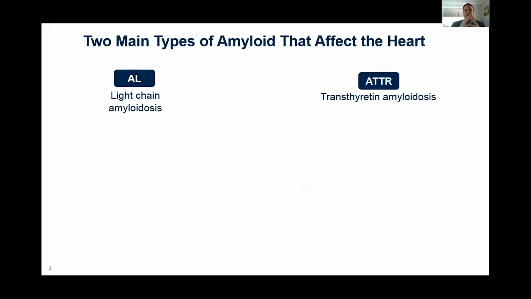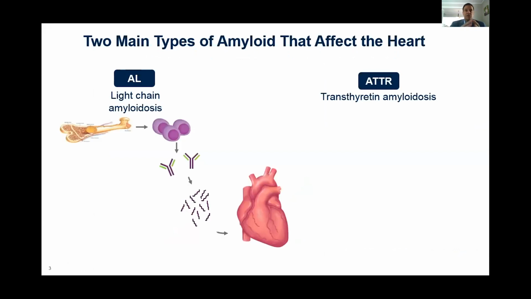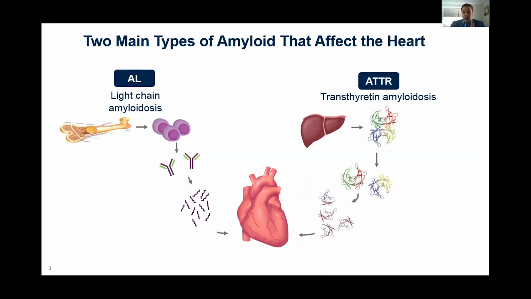Now, although there's 30 different types of proteins that can cause various amyloid diseases, there's really two main types that affect the heart. The first is AL, or light chain amyloidosis, which you heard about yesterday, which is a clonal plasma cell disorder, in which case the precursor protein that leads to the fibrils is a light chain, fragment of an antibody. The other main one is ATTR, or transthyretin amyloidosis, in which the precursor protein is liver-derived transthyretin. That type can be subdivided into wild type, which is non-hereditary, and a hereditary form.